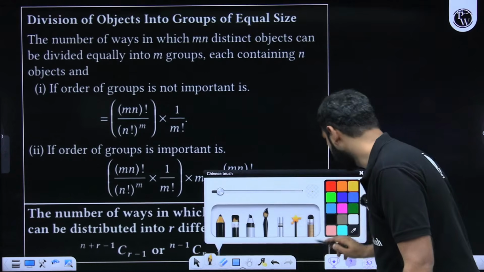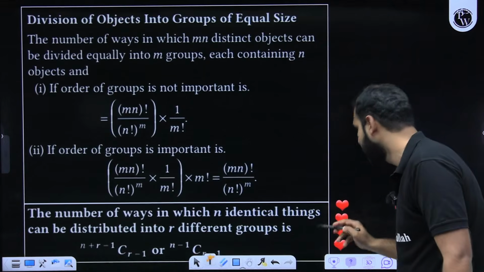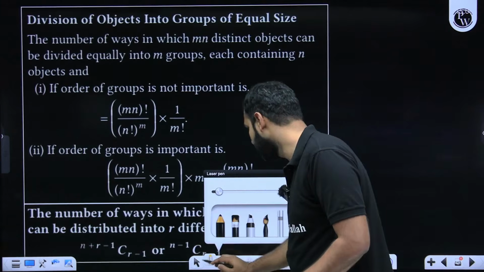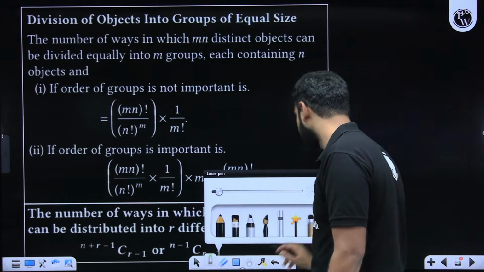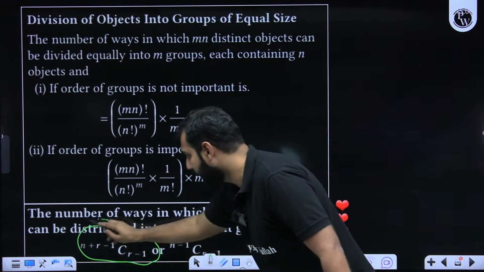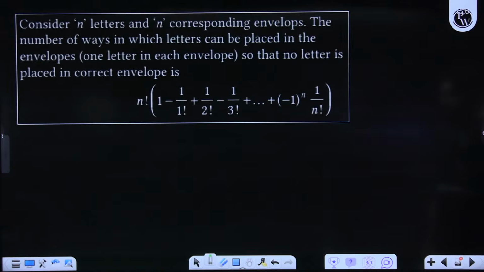Something very crucial I would request you all to remember is this particular part. Which part? This one. Let's say n identical objects are there and they are to be arranged in r places. That can be done in n plus r minus 1 C r minus 1 ways. Always remember this result. I hope you wouldn't forget that.